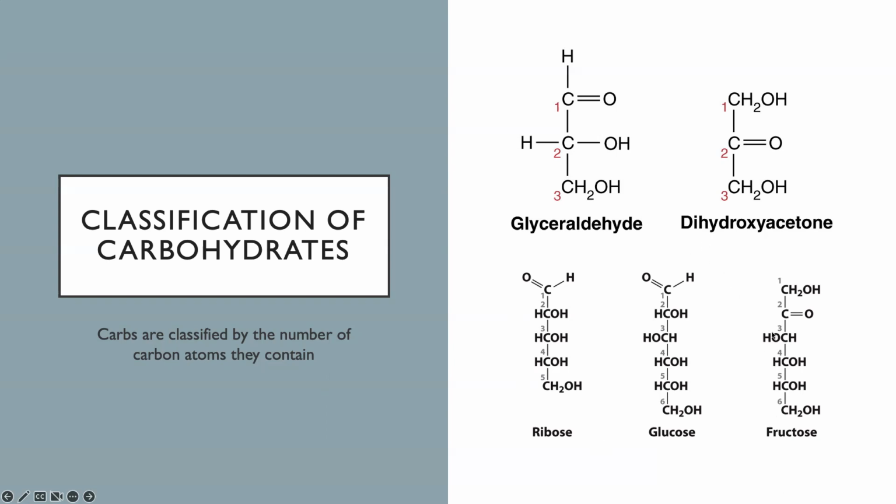Again, we can look at where the double bonded oxygen is. And here, this is fructose, so this is going to be a ketose, and we can, again, look at where that double bonded oxygen is. Another name for this is going to be a ketohexose because you have 6 carbons and it's a ketose.